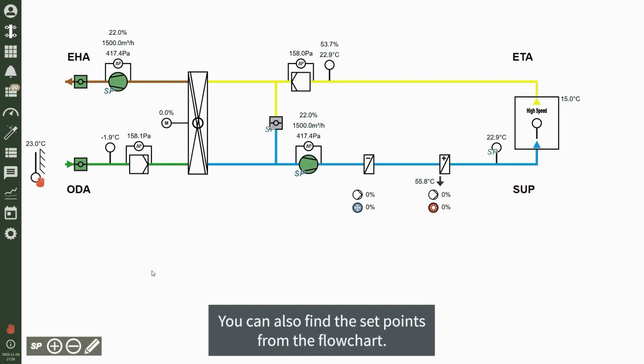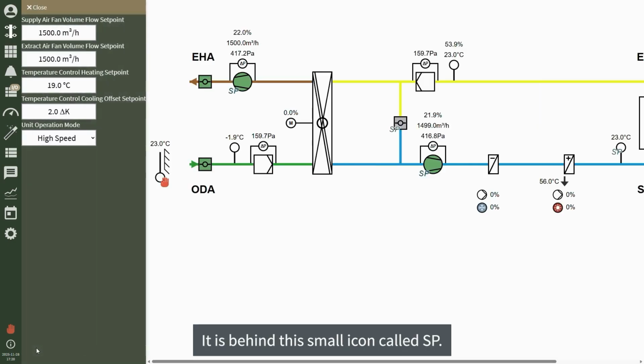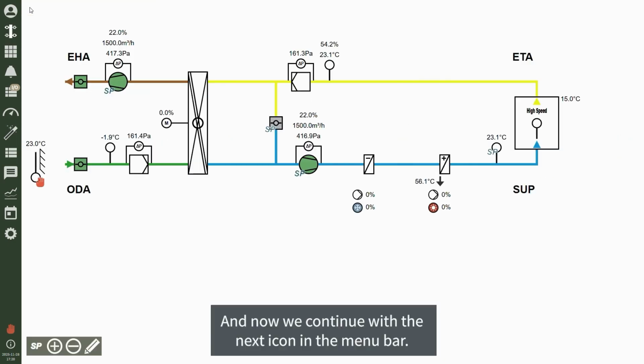You can also find the set points from the flowchart. It is behind this small icon called SP. And now we continue with the next icon in the menu bar.